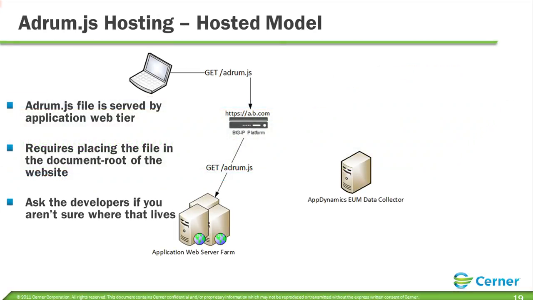So we have two basic models. There's the hosted model, which is the simple one, where you drop the JavaScript file out on the website in whatever folder it's serving from. So for Apache, it would be var www HTML. For IIS, in the inetpub, just so that when users request that, and basically their browser is triggered to pull that file down by the UEM script, they can get to it.